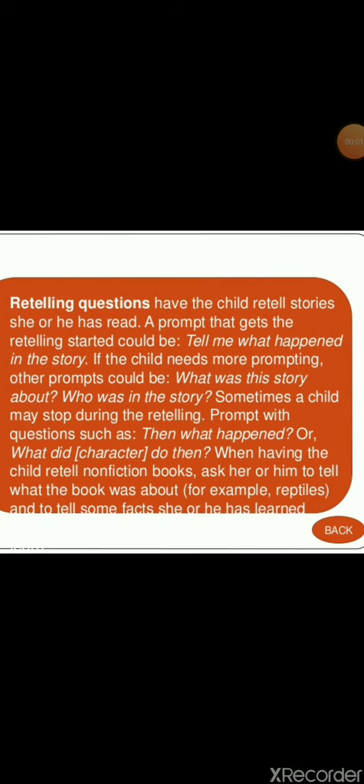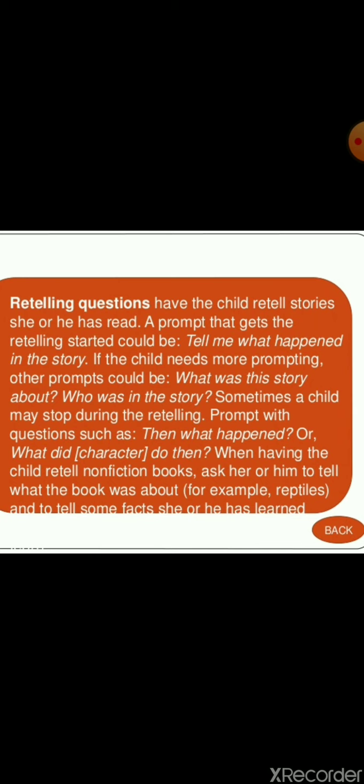Our fourth type of questions is retelling questions. Retelling questions have the child retell stories she or he has read. A prompt that gets the retelling started could be, tell me what happened in the story, means the same we need to repeat in our own way. If the child needs more prompting, other prompts could be, what was this story about? Who was in the story?